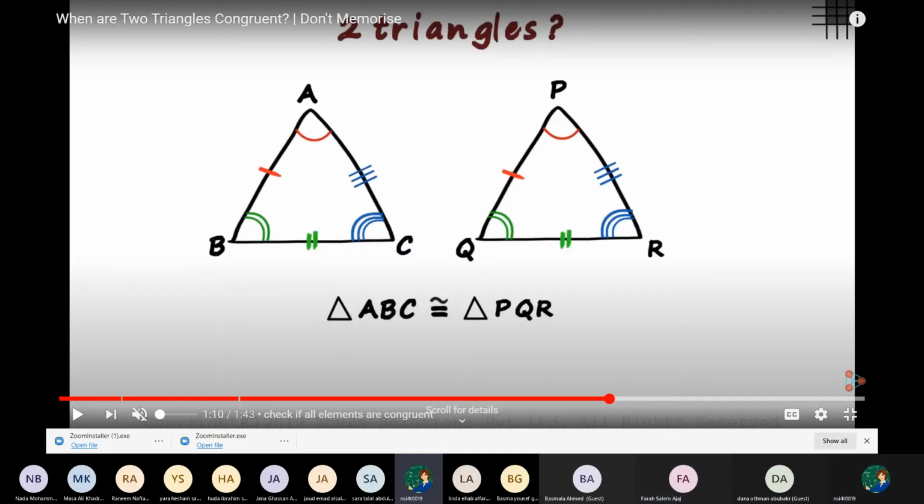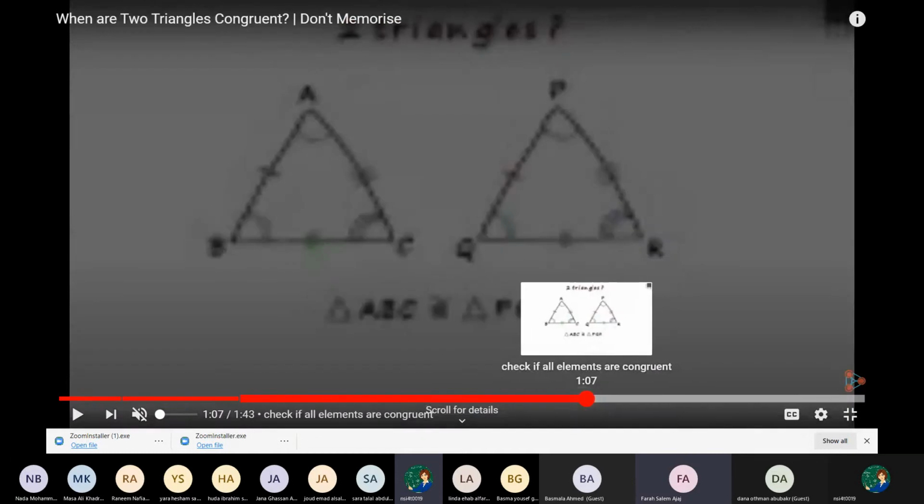Okay. I think because of the internet, you have to wait. Yes. Did the others disappear for you? Yes, miss, I can see clearly. Okay. So by now, the triangle ABC is congruent to the triangle PQR. Does it appear to you, Farah, now? No problem, miss. I know what the congruent sign is.